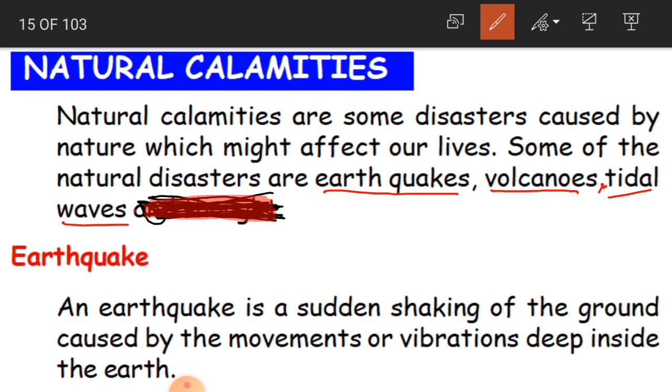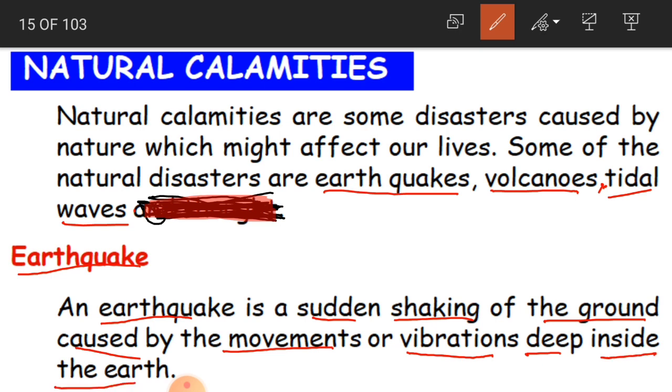Okay, now about earthquake. So what is an earthquake? In the word itself we have the word earth. Earthquake, in the sense when the earth moves suddenly, then we can call it an earthquake. An earthquake is a sudden shaking of the ground caused by the movements or vibrations deep inside the earth.